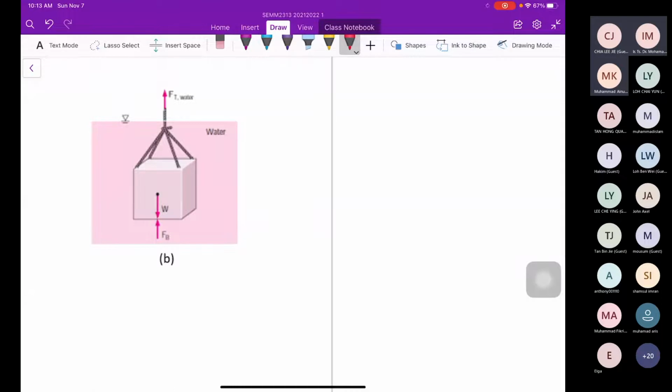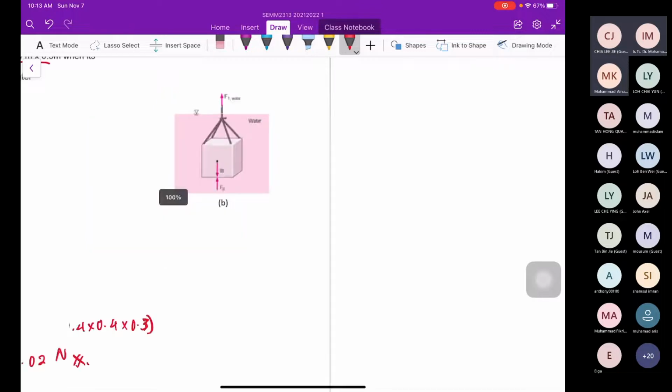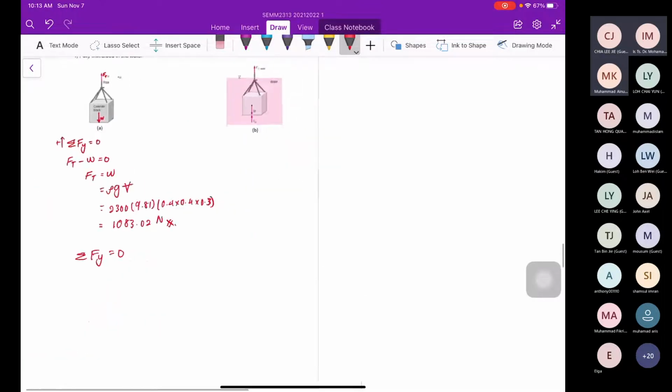So we can see we have three force components. The first one is Ft, and the second one, the weight, and finally, we have the buoyancy force, Fb. Pointing upward positive. So Ft plus Fb because it is pointing upward minus W equal to 0. Thus to calculate the Ft, which is the weight minus Fb.